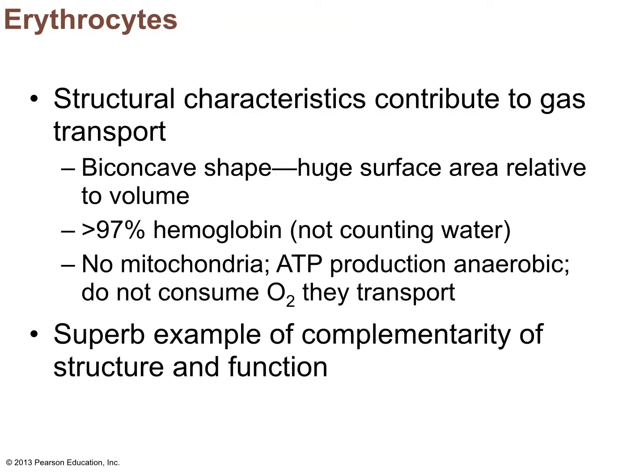So we already mentioned that the erythrocytes have a biconcave shape, right? They increase surface area. We said they're primarily hemoglobin, so over 97% of what's found inside the red blood cell is hemoglobin. Again, no organelles, including mitochondria. Well, mitochondria is where we get most of our ATP through the processes we'll cover in chapter 24. So how does the red blood cell get its energy?